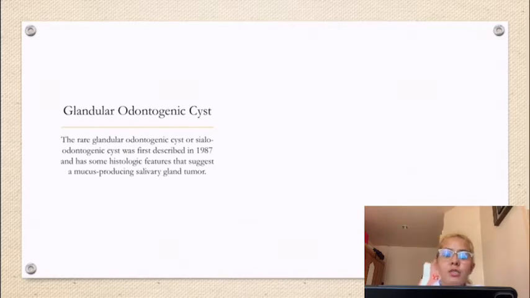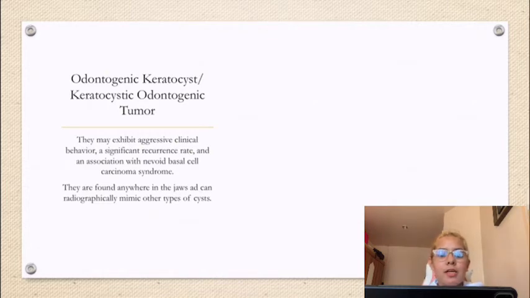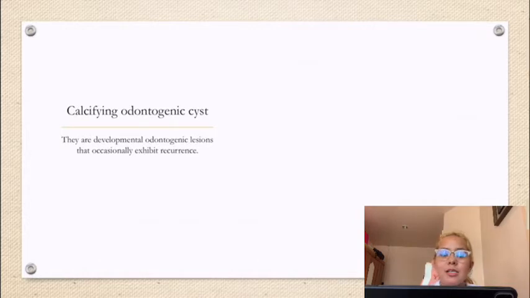The glandular odontogenic cyst, a rare odontogenic cyst first described in 1987, has some histologic features that suggest a mucus-producing salivary gland tumor. The odontogenic keratocyst, or keratocystic odontogenic tumor, may exhibit aggressive clinical behavior, a significant recurrence rate, and an association with nevoid basal cell carcinoma syndrome. They are found anywhere in the jaws and can radiographically mimic other types of cysts. Calcifying odontogenic cysts are developmental odontogenic lesions that occasionally exhibit recurrence.